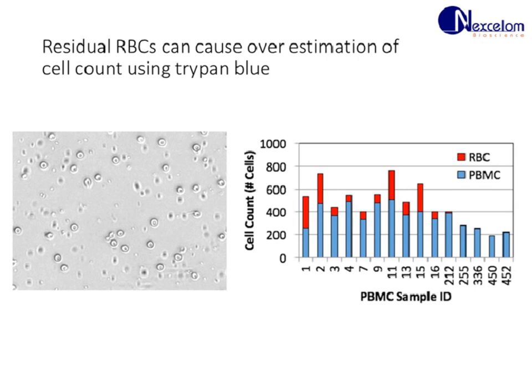So first, let's get back to the RBC contamination. We know residual RBCs can cause overestimation of cell count using Trypan blue. Because we're using bright field, we can see that there's these cells with a red arrow, that's RBC. Also, these ones, that's the PBMCs. And on the graphs showing on the right, you can see that there are multiple different samples. Some have more and some have less of these RBCs that's in the sample.